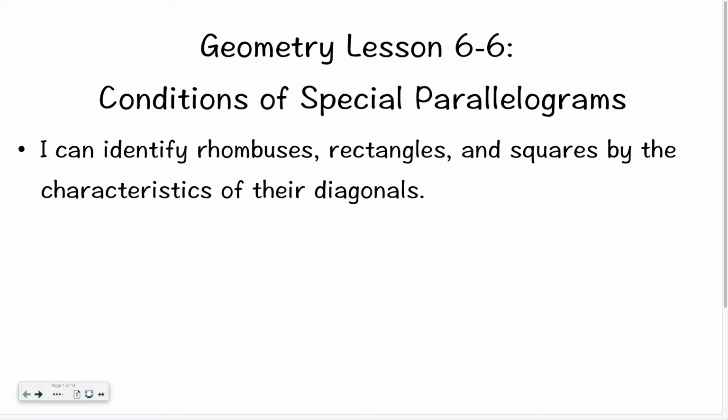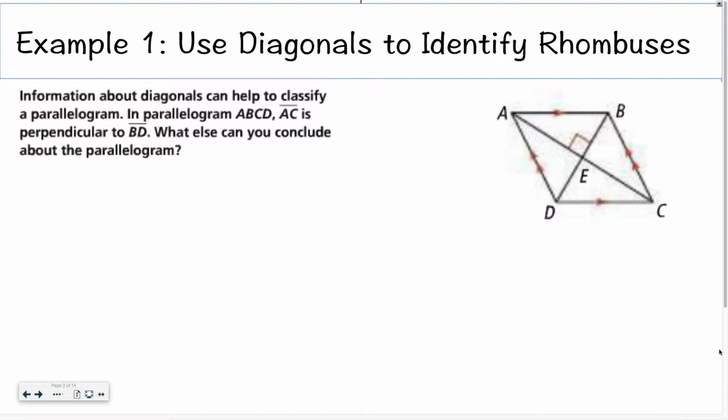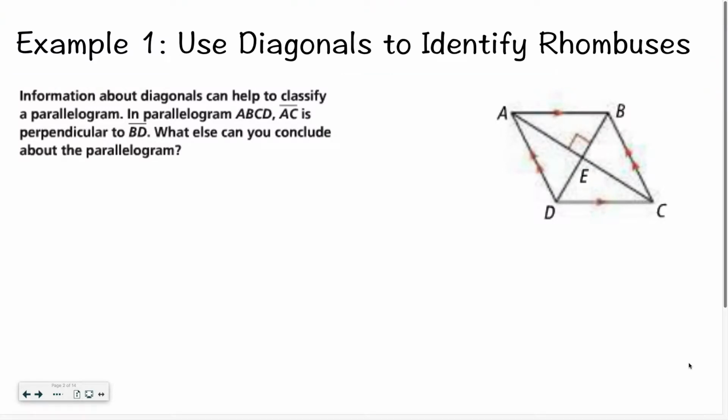By the end of this lesson, you should be able to identify rhombi, rectangles, and squares by the characteristics of their diagonals. This is really similar to what we did yesterday, so hopefully this lesson doesn't seem too difficult for you. So example 1, using the diagonals to identify rhombi.